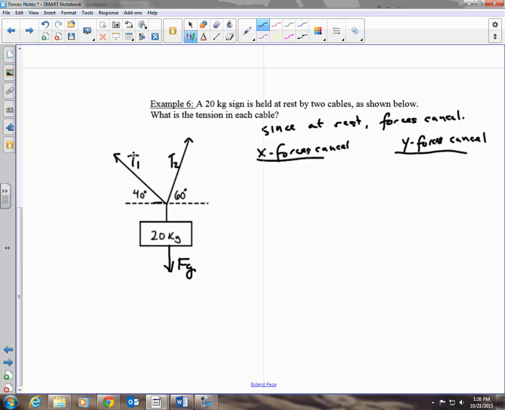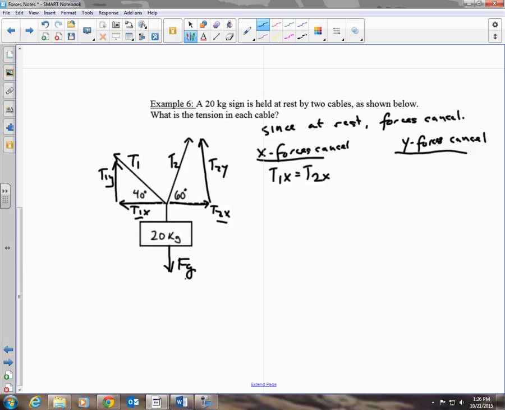So I'm going to draw these in here. This will be T1x, T1y, T2x, T2y. Now, my x forces cancel. My only x forces are this T1x and this T2x. So T1x and T2x.